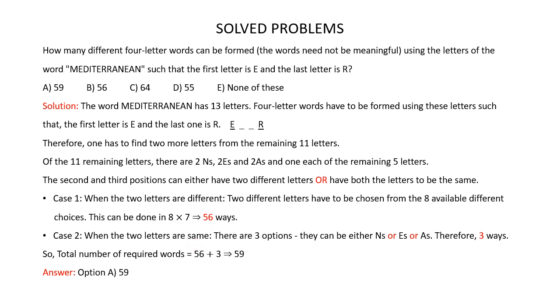Now here there are 3 options. They can be either N's, E's, or A's. So there are three ways. So total number of required words is equal to 56 plus 3, which is 59. So 59 different four-letter words can be formed using the letters of the word Mediterranean such that the first letter is E and the last letter is R. So the correct answer is option A, 59.